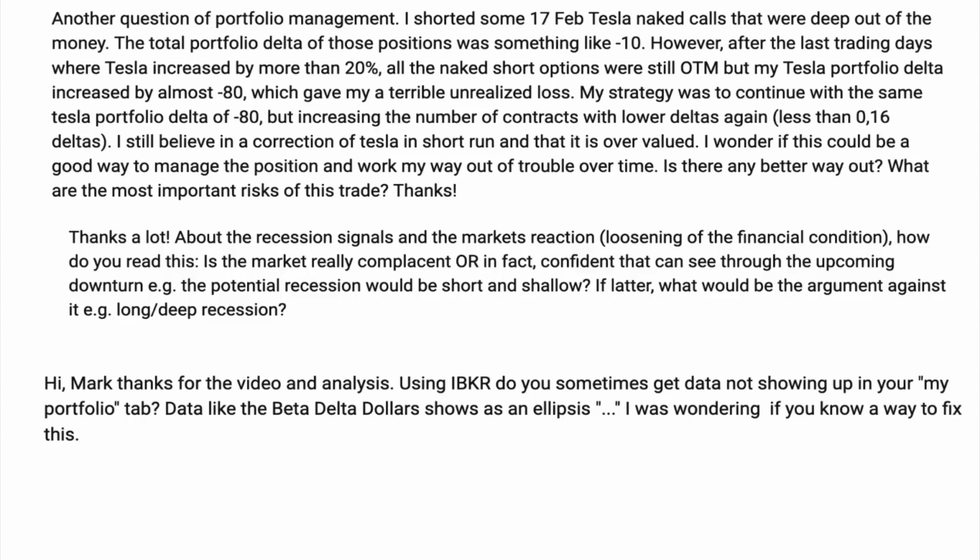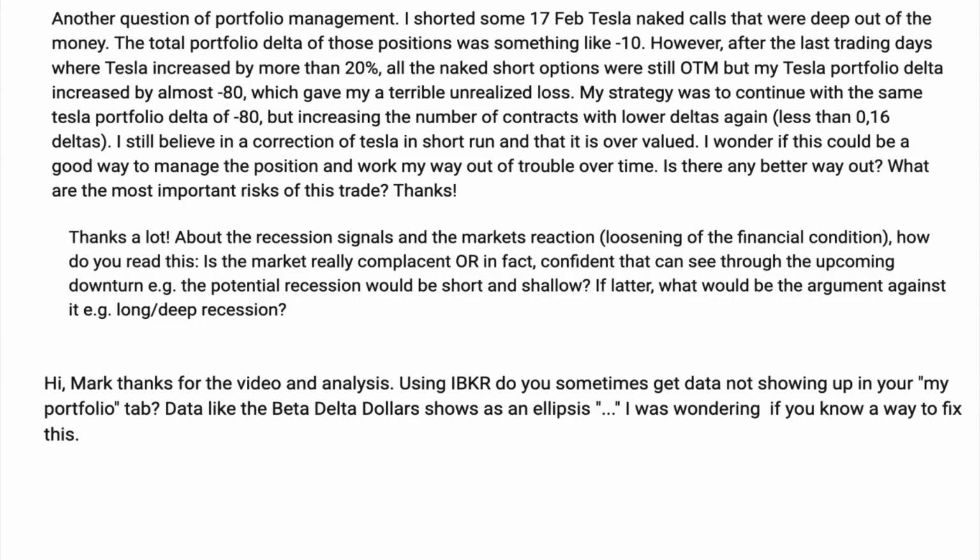Another question of portfolio management. I shorted some February 17th Tesla naked calls that were deep out of the money. Total portfolio delta of these positions was something like -10. However, after the last trading days where Tesla increased more than 20%, all the naked short options were still out of the money, but my Tesla portfolio delta increased by almost -80, which gave me a terrible unrealized loss. My strategy was to continue with the same Tesla portfolio delta of -80, but increasing the number of contracts with lower deltas again, less than 0.16.